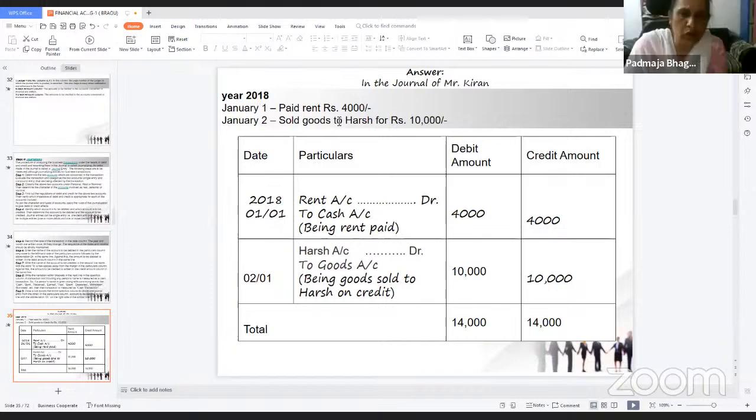Here, sold goods to Harish for 10,000. It means you have sold the goods to Harish for 10,000, so Harish account Dr. to sales account. In that month, I have made only two transactions, and I made the total of that month. Clear? Yes, clear.